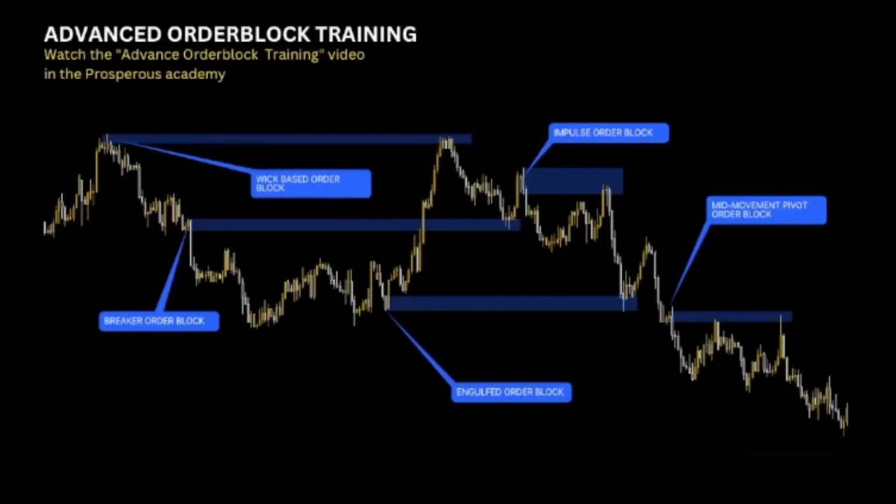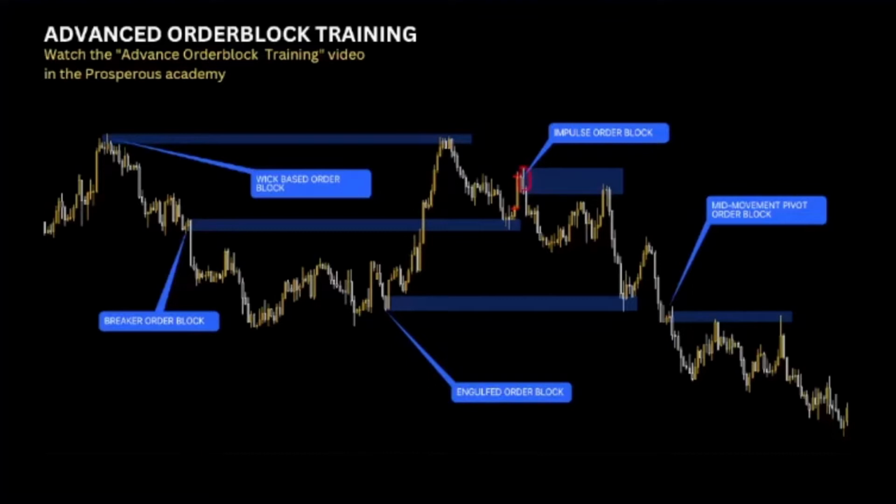Now let's look at an impulse order block. What is an impulse order block? An impulse order block is when the last bullish candle before market turns bearish is big, and is much bigger than the bearish candle coming after it.